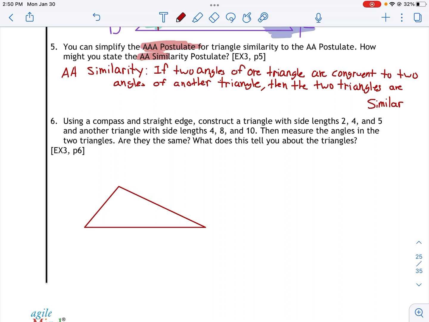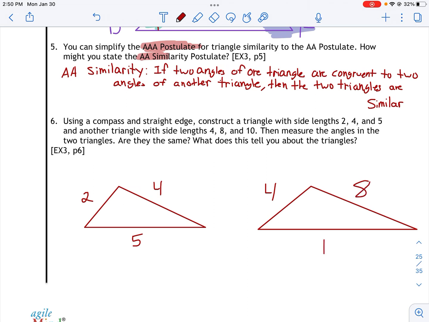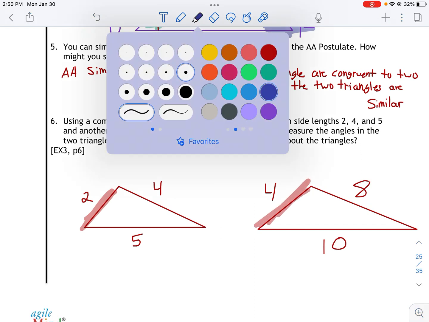So in your notes, just draw two triangles where one side is a 2, this side is a 4, and this side is a 5. Then draw another one that's a little bit longer and bigger, where this one is a 4, this one is an 8, and this one is a 10. So there are my two triangles. It's asking us, are they the same? What does this tell you about the two triangles?